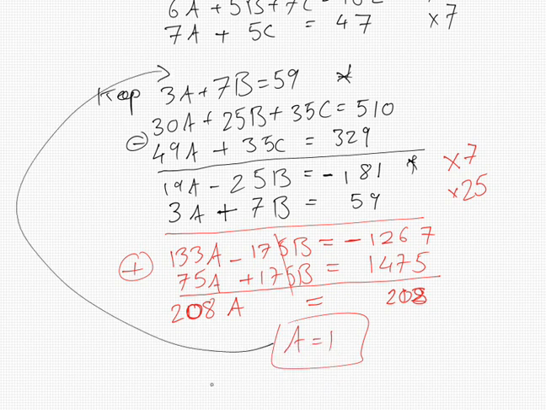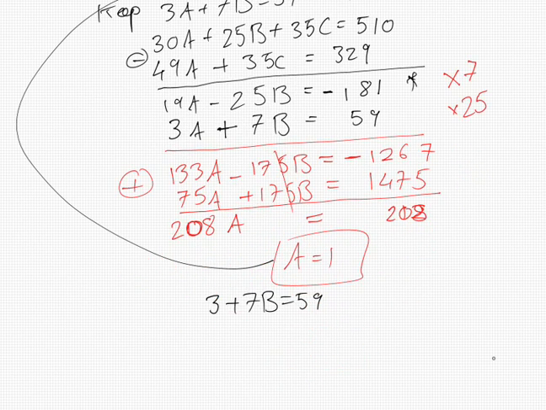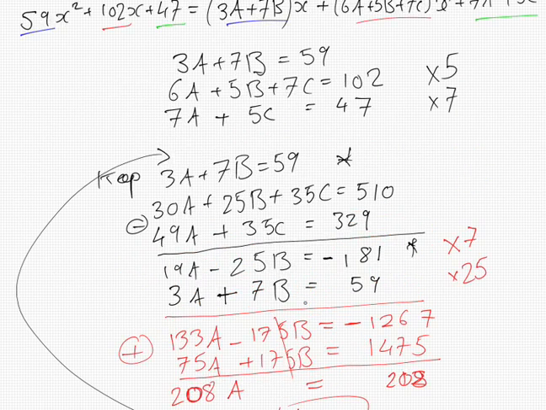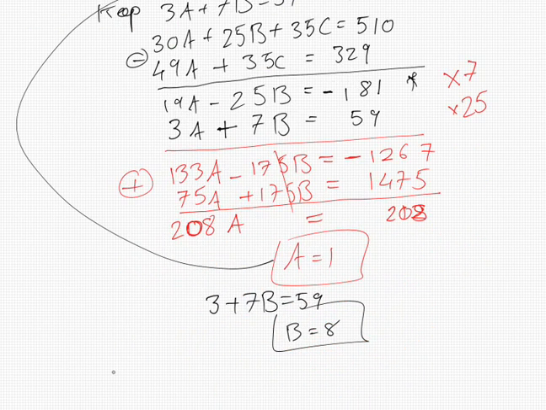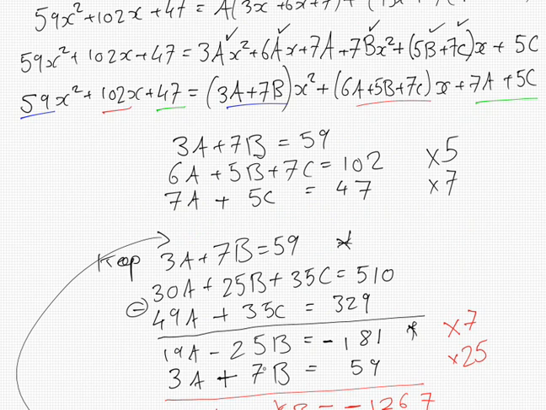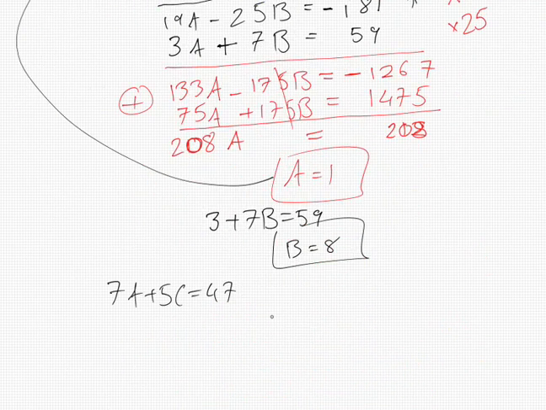So now I can get the B. 3 plus 7B equals 59. So 7B equals 56. So 56 divided by 7, is it? So we get B equals 8. Now what has A, B, and C in it? 7A plus 5C equals 47, isn't it? Yeah. A is 1. So that would be 8, is it, for C?